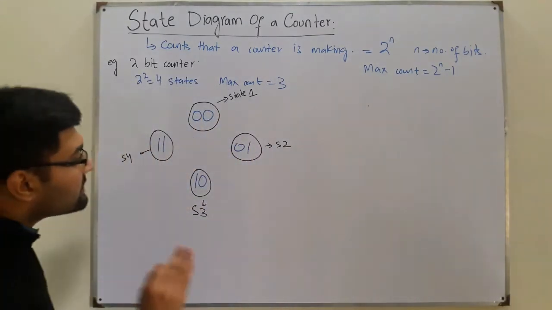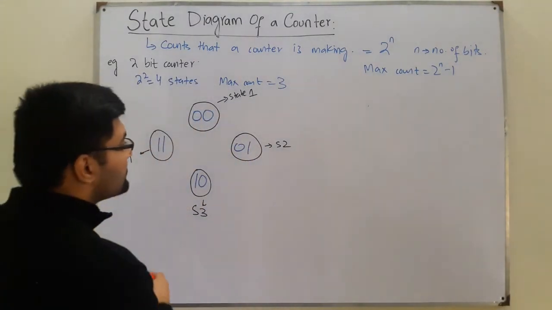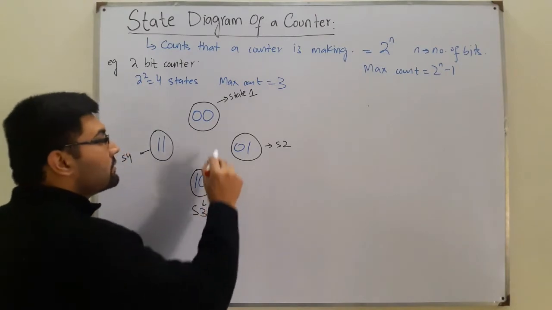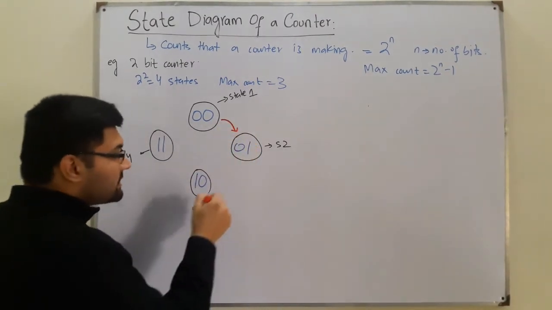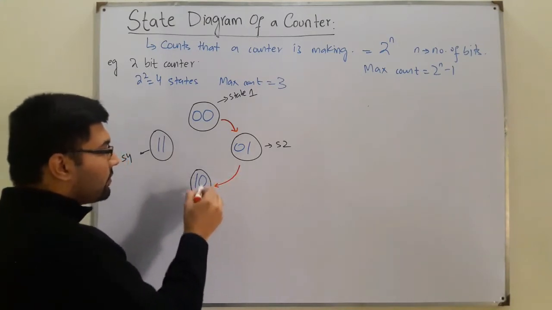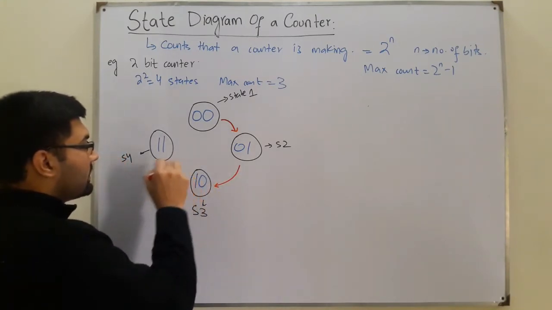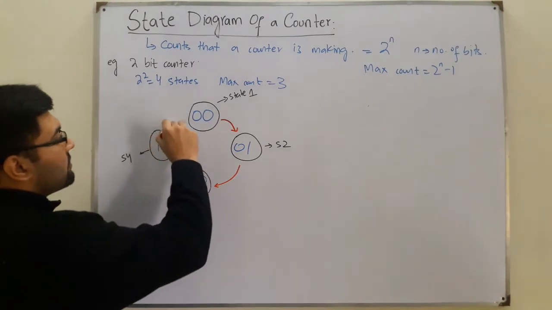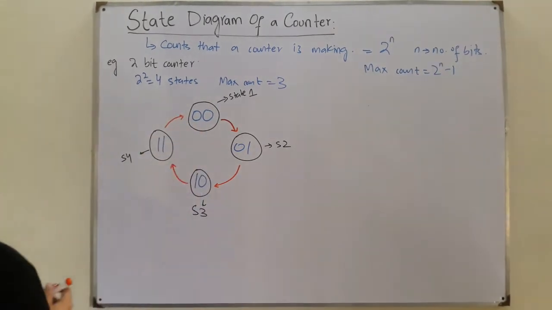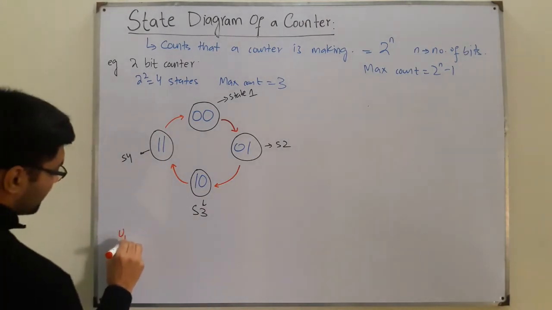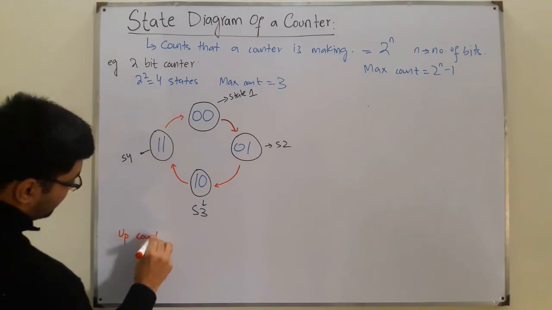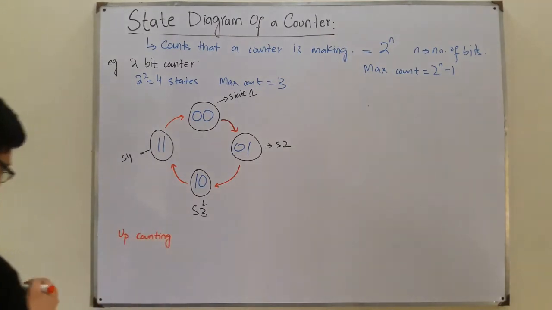For example, the counter is counting up, so it starts from 0, 0. So the next state for up counter would be 0, 1. And for 0, 1, the next state could be 1, 0 if it is up counting. For 1, 0, it will be 1, 1. And for 1, 1, it would go back and reset to 0, 0. Is that fine? So this is for up counting, all right?